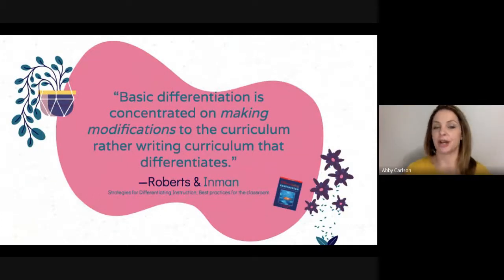From the book Strategies for Differentiating Instruction: Best Practices in the Classroom, the main idea is that basic differentiation is concentrated on making modifications to the curriculum rather than writing curriculum that differentiates. So, being aware of all of the different district-adopted curriculum, we want to find activities that are already at your fingertips, but give you a chance to modify that curriculum instead of going out and searching for new ideas.